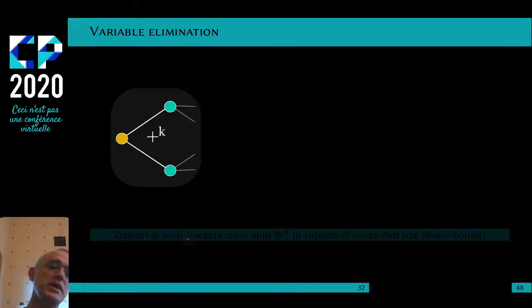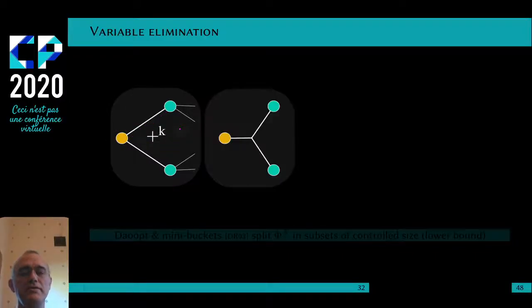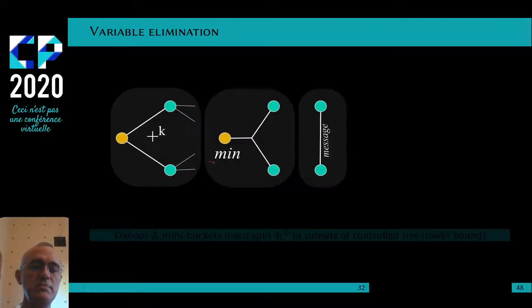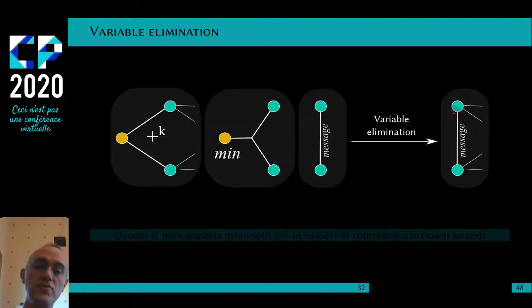How does this work in practice? Imagine you have a variable and two functions that connect it to the rest of the problem. You combine them using bounded addition. It produces a larger function and you eliminate with min. Remember, this is exponential in the size of the scopes. You get a message and you can actually do variable elimination. You get rid of the variable, you get rid of the functions, and instead you use the message. This can be very expensive if you have many neighbors here.